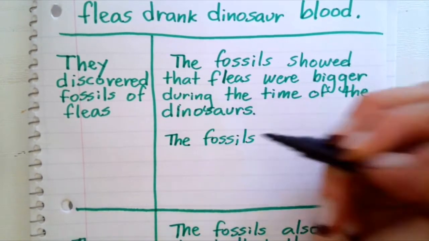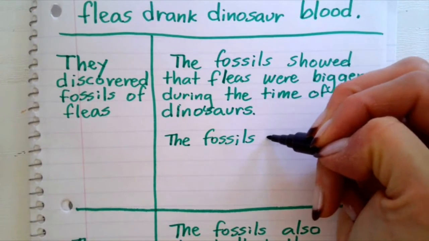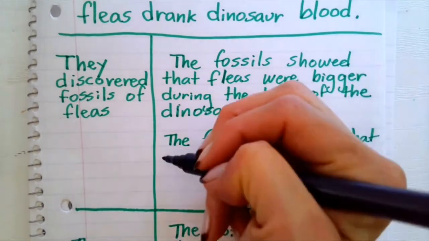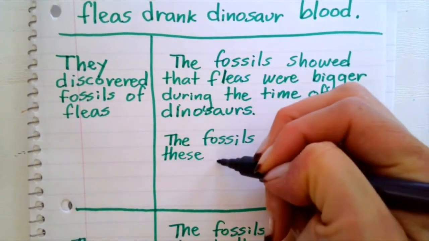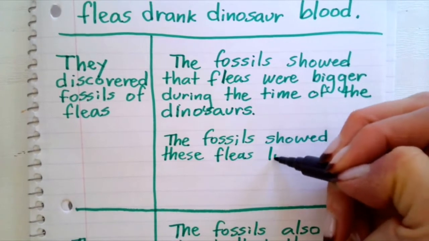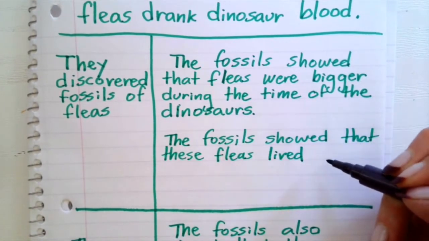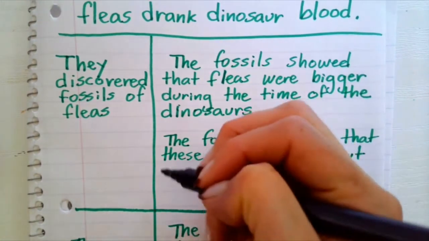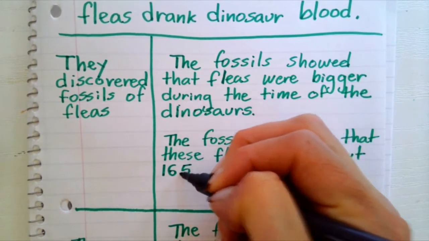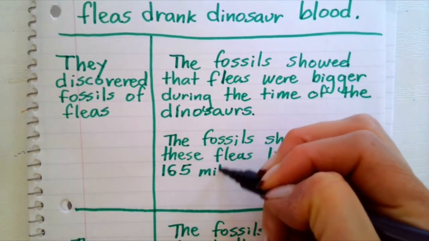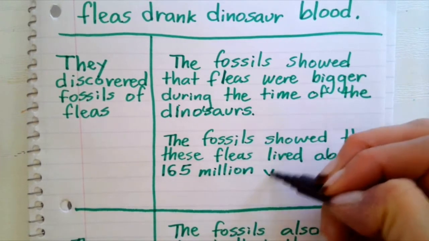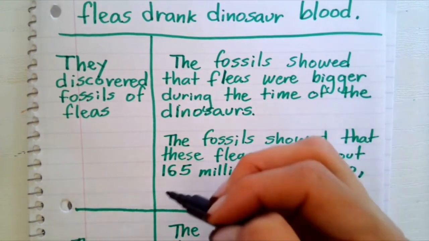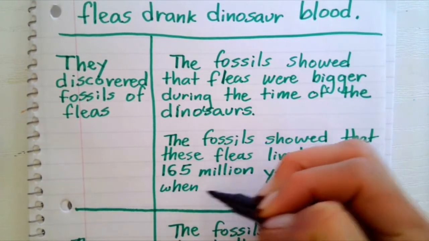The fossils showed that these fleas lived about 165 million years ago, comma, when there were dinosaurs.